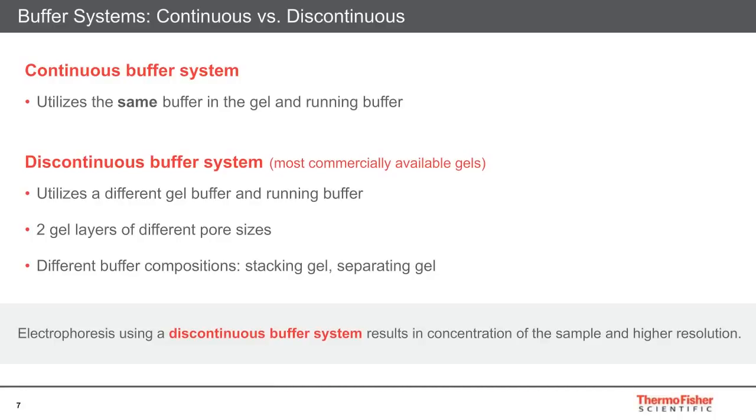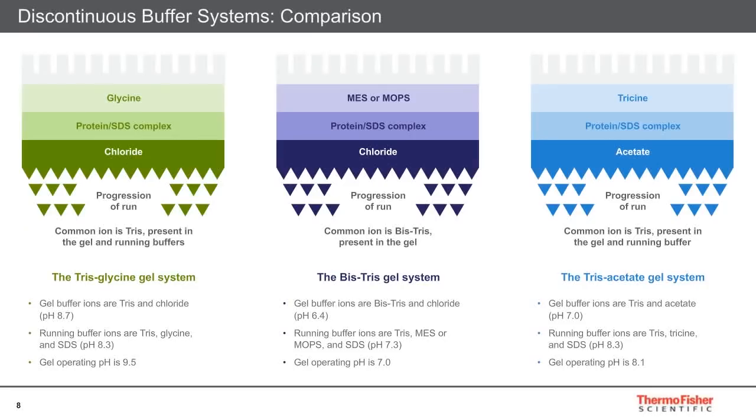Let's take a quick look at the buffer system of gel electrophoresis. The continuous buffer system utilizes the same buffer in the gel and the gel running buffer. The discontinuous buffer system, which is utilized by most commercially available gels, has a different gel buffer and gel running buffer; they both differ. It has at least 2 gel layers of different pore sizes, and has different buffer composition for the stacking gel, which condenses the protein samples into a nice tight band during electrophoresis, and the separating gel, which is responsible for creating the size-based separation of protein samples.